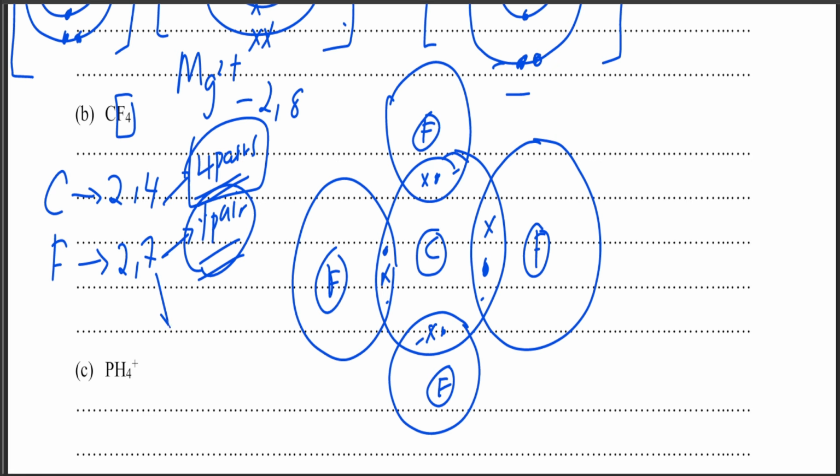So since fluorine used 1 pair, meaning it only used 1 pair in sharing, it means that fluorine gave out 1 electron in sharing, and the other electron was given out by carbon. So if you take 7 minus 1, you're going to remain with 6. So each fluorine will remain with 6 electrons. I'm showing these dotted: 6 electrons, 6 electrons, 6 electrons. Each fluorine has 6 electrons, and that is your answer.